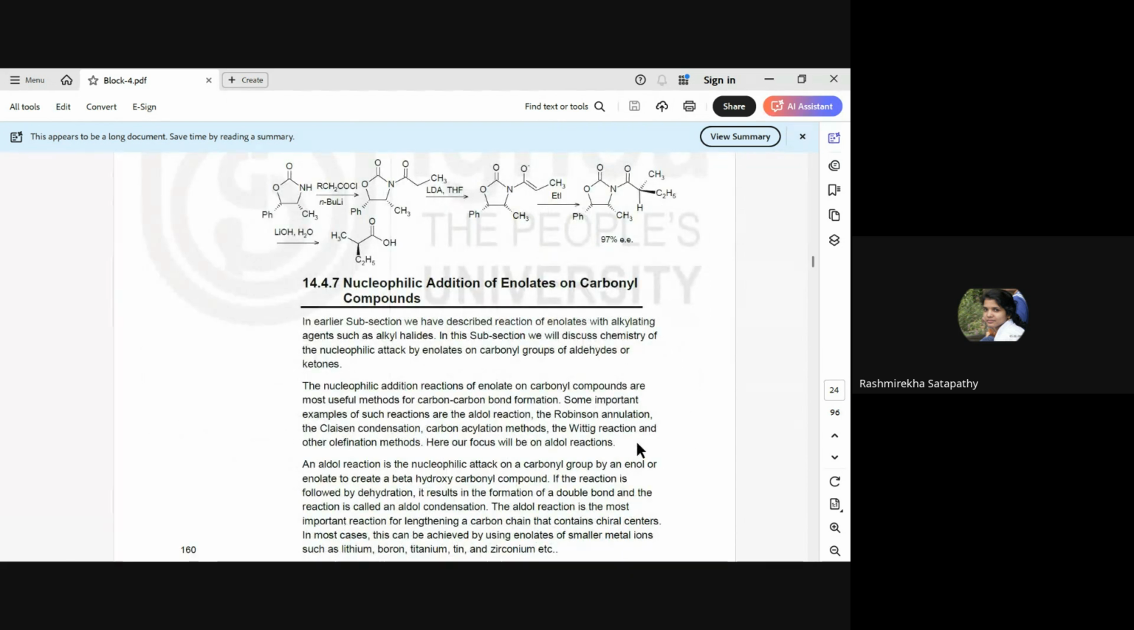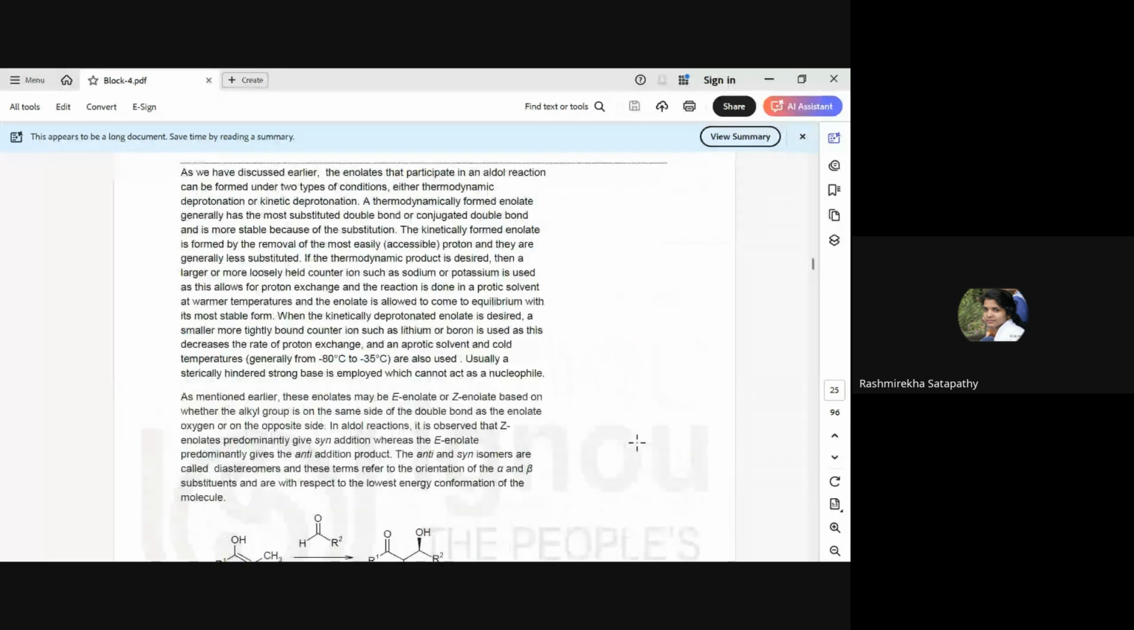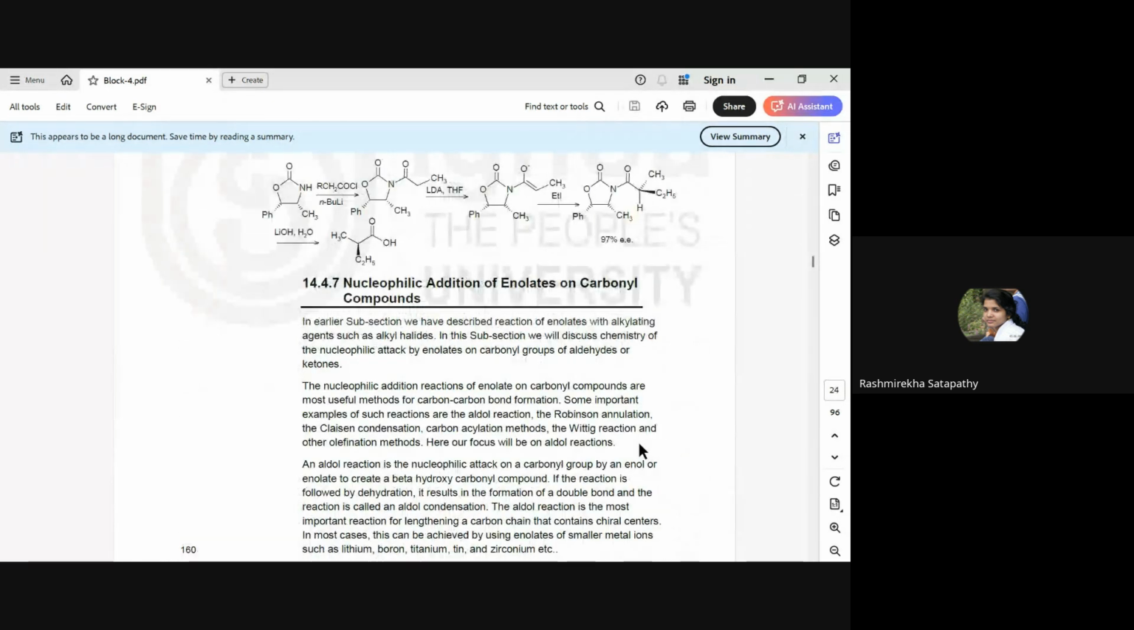The nucleophilic addition of enolate on carbonyl compounds. The nucleophilic addition reaction of enolate and the carbonyl compounds is one of the most useful methods for carbon-carbon bond formation. Some important examples of such reactions are the aldol reactions, Robinson annulation, Claisen condensation, carbon acylation methods, the Wittig reaction, and other olefination methods. Here our focus will be on the aldol reactions.